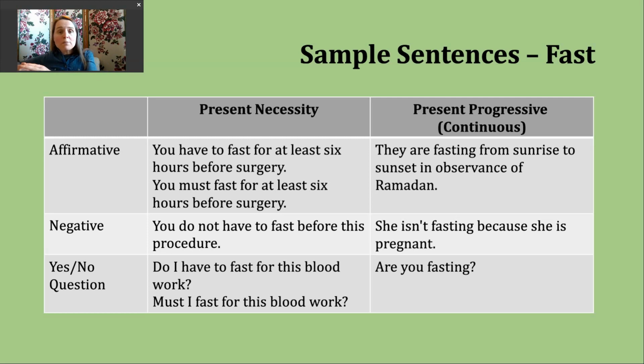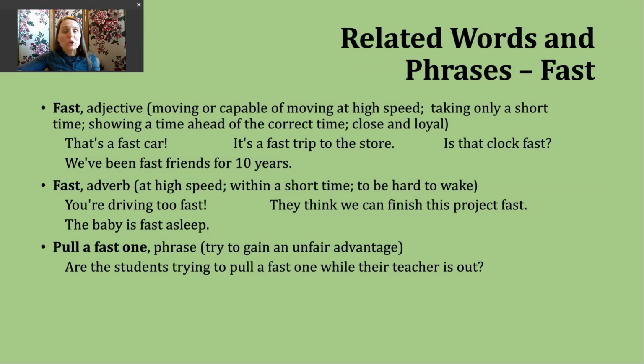Finally, we can always ask a yes or no question in the present progressive. We want to start with our form of be that matches our subject. Subject comes next, and then that ing form of the verb. Right? So if I saw someone who wasn't eating, maybe I would be curious and ask, are you fasting? Right? But maybe it wouldn't be my first question if it's a complete stranger, but just to give you that idea.